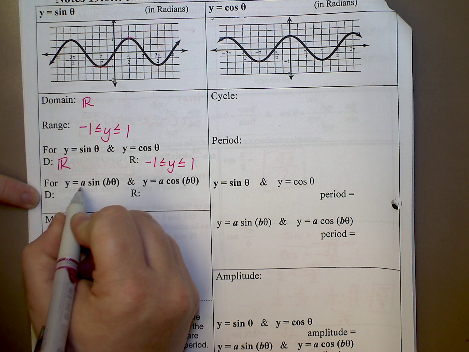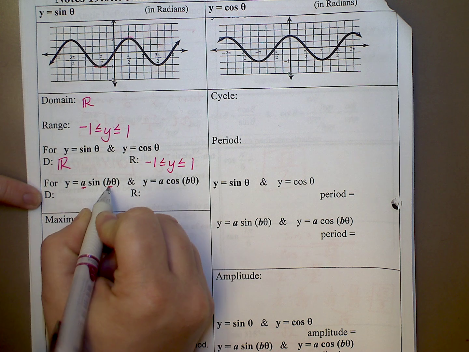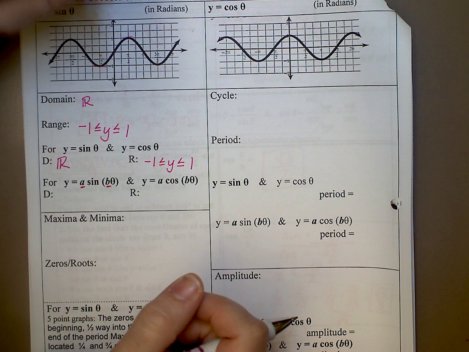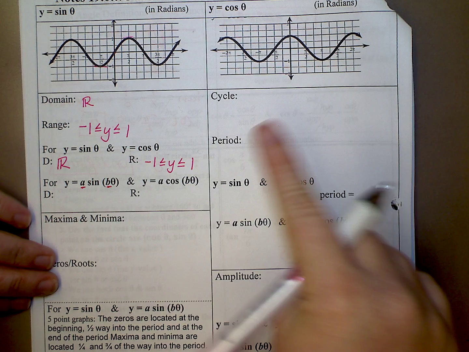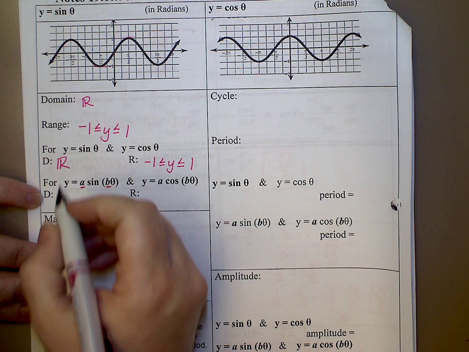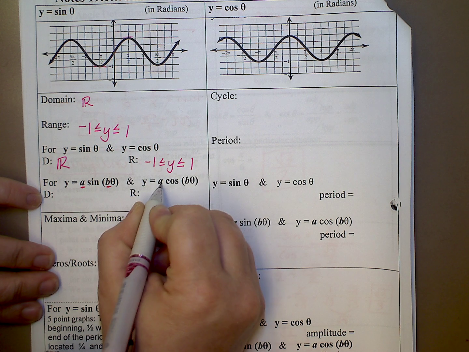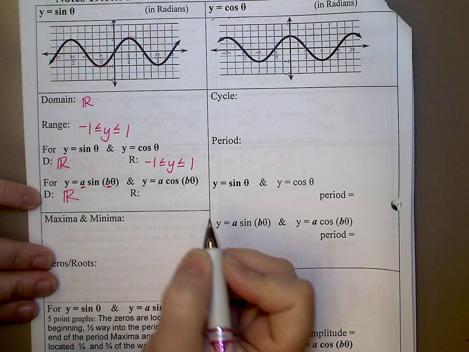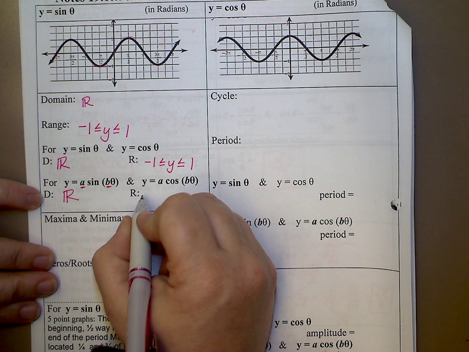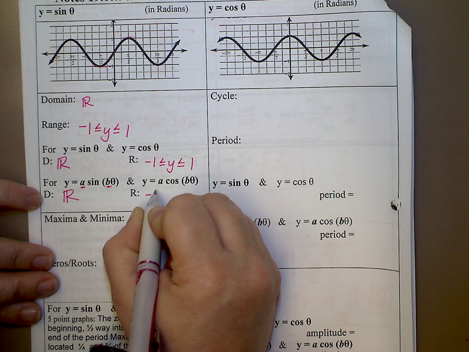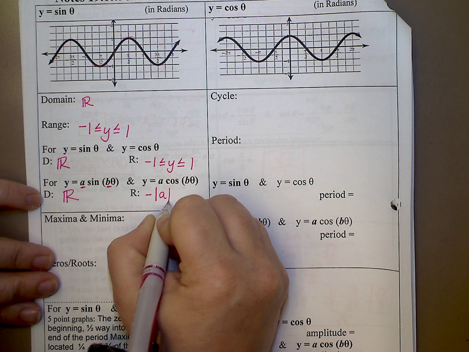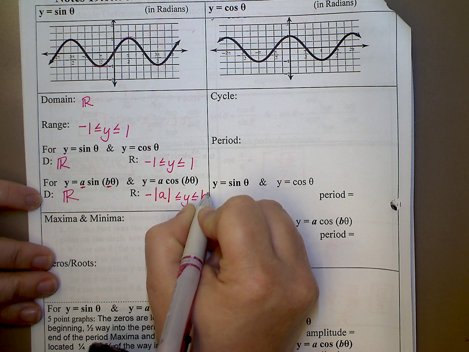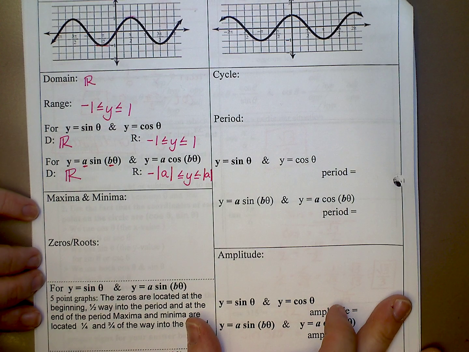Let's see. So for y equals a sine b theta, now a and b are different types of transformations we can do on here. They're going to help us make them taller. They're going to help us spread them out this way, make the wavelengths longer. A and b will change things. So when you have a sine b theta or a cosine b theta, your domain will still be all real numbers because again you can go around that circle as many times as you want to. Your range will be negative absolute value of a is less than or equal to y is less than or equal to positive absolute value of a. Now that's a little bit confusing, but we'll see that more in depth later.